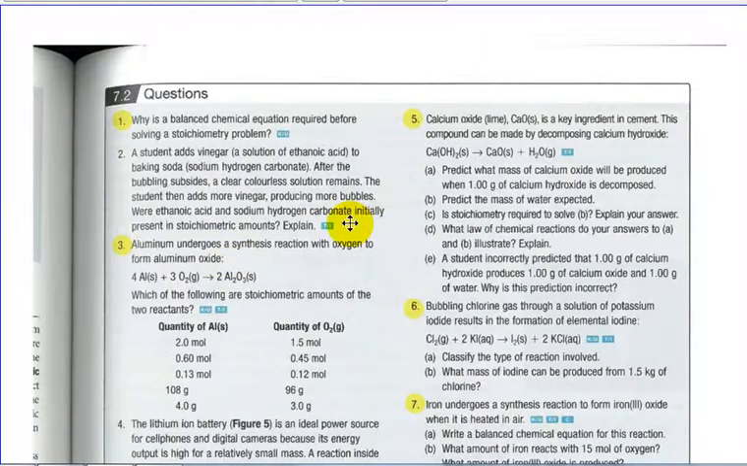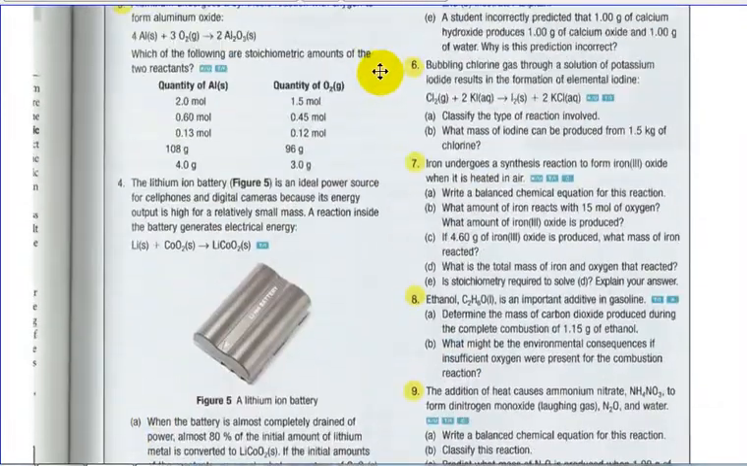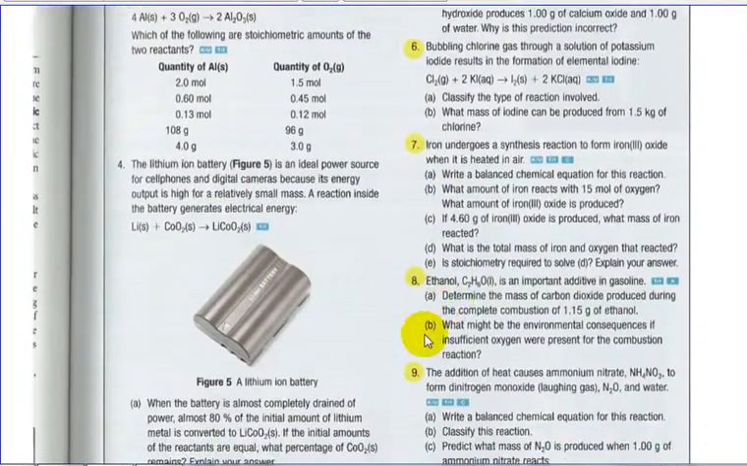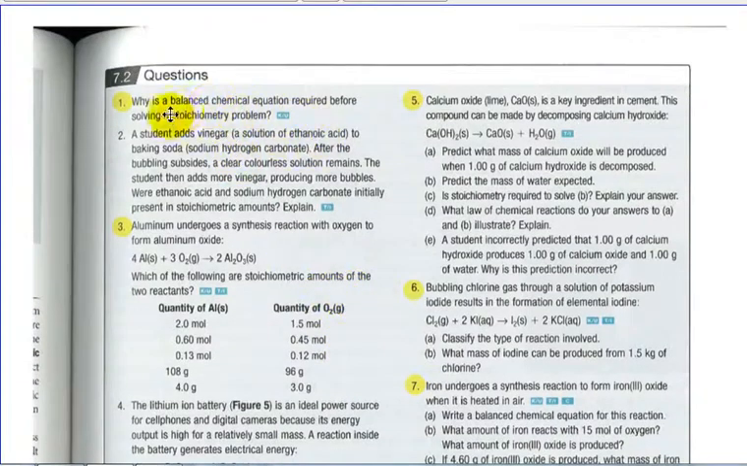Okay, so the questions I want you to do here, number 1, 3, 5, 6, 7, 8, and 9. And I think it's pretty clear cut here. First question is a qualitative one. Why do you need a balanced chemical equation? I just mentioned that. Rewind the video.